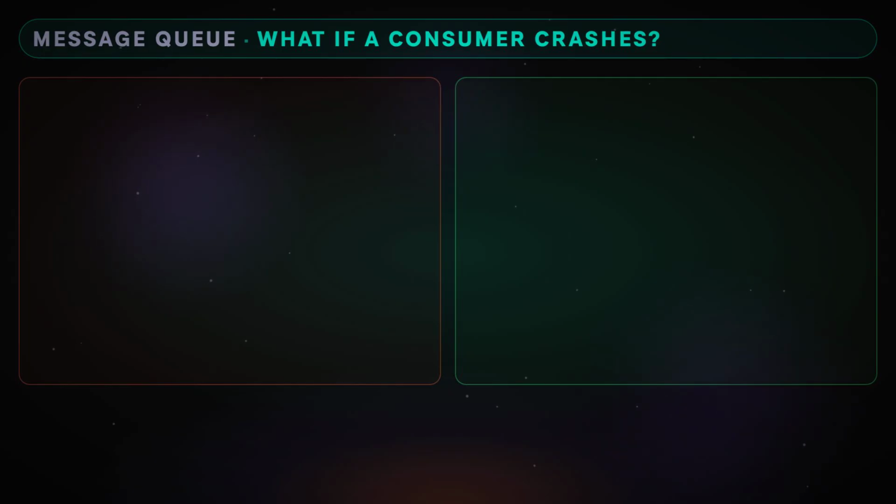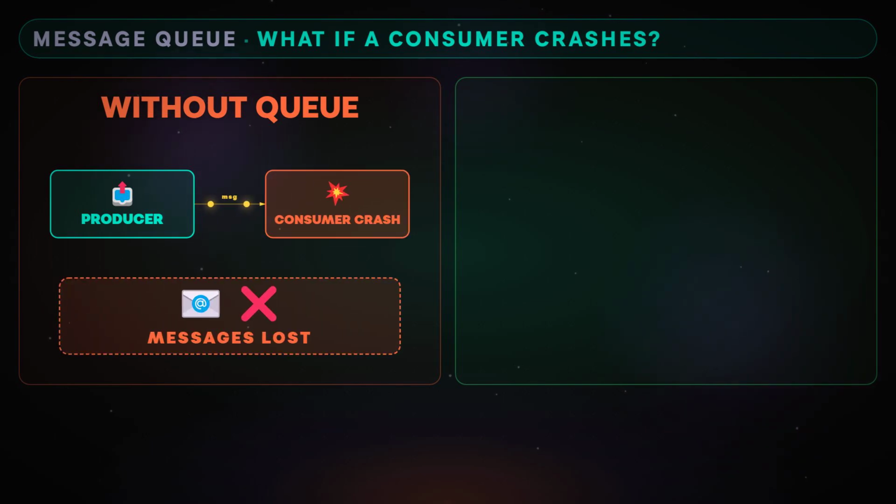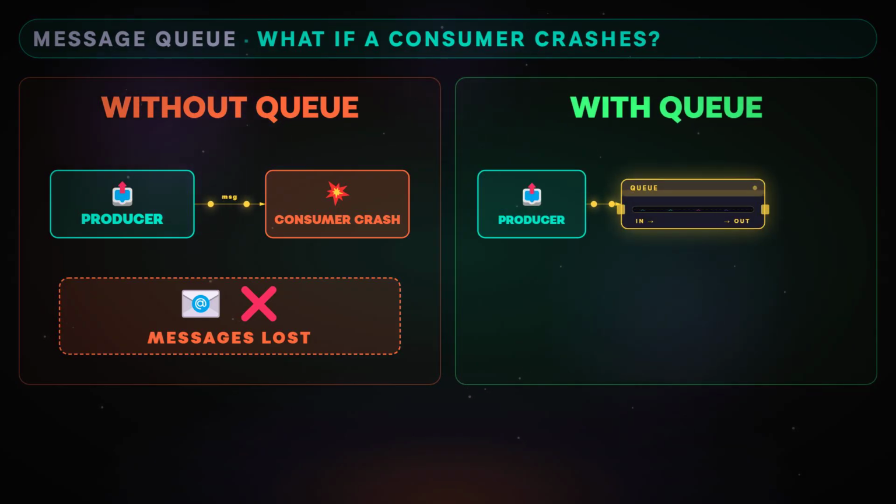Now what happens if a consumer crashes? Imagine an email service crash. Without a queue, messages may be lost. Emails may never be sent. Now let's see what happens with a queue. The producer places a message into a queue.